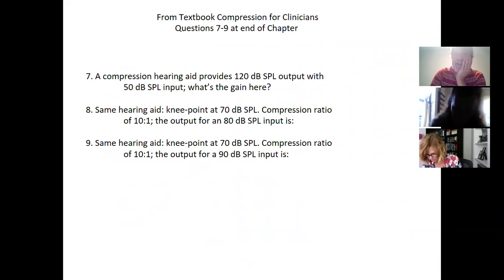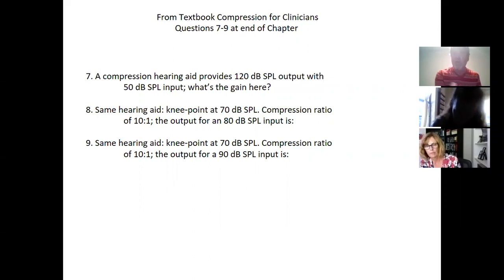Done. Next. Same hearing aid. Knee point is at 70. Compression ratio is 10 to 1. Output for an 80 dB SPL input is, so I look at that and go, oh my God. How do you answer that? Well, draw the graph. Literally take a pencil, take a paper, and draw it. And when you draw it, you can figure it out.